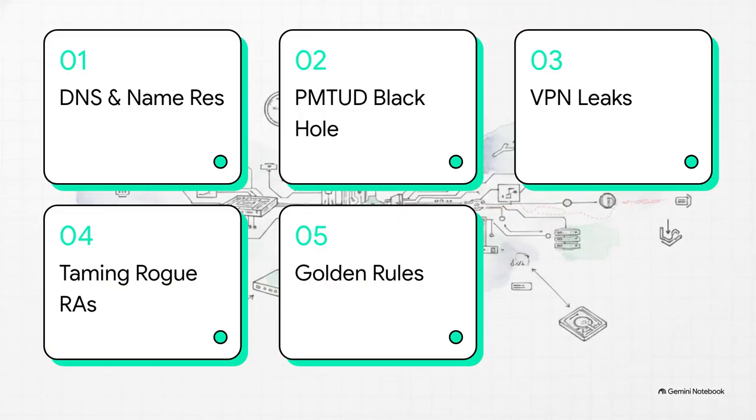Okay, let's dive into this. Here is our structured approach to solve these headaches today: DNS and name resolution, the PMTUD black hole, VPN leaks, taming rogue router advertisements, and finally, the golden IPv6 troubleshooting rules.